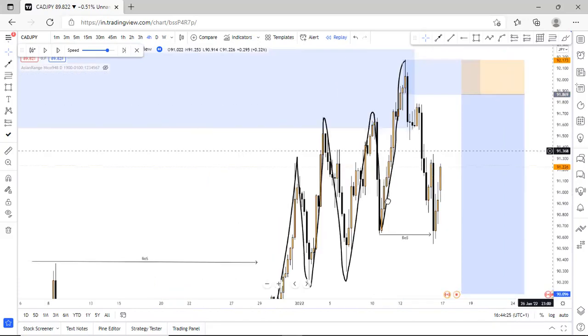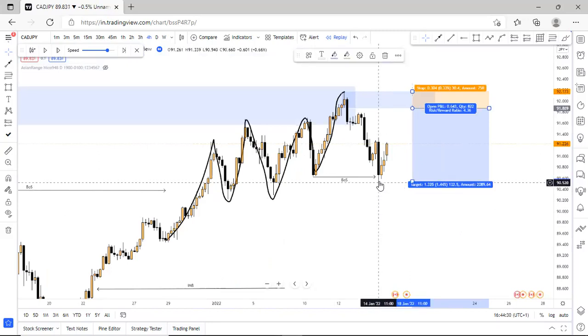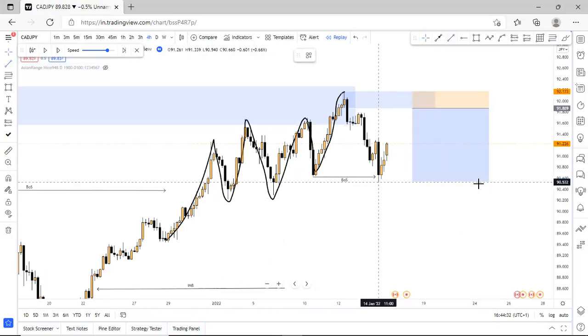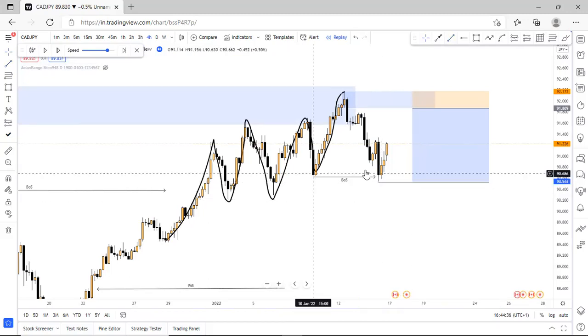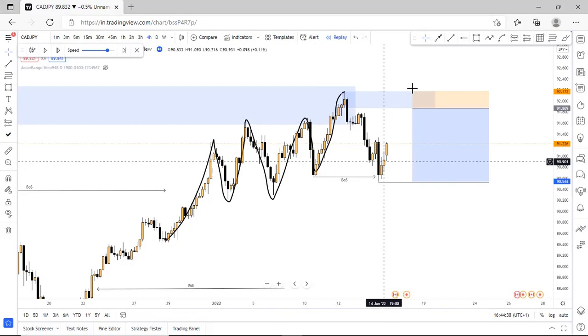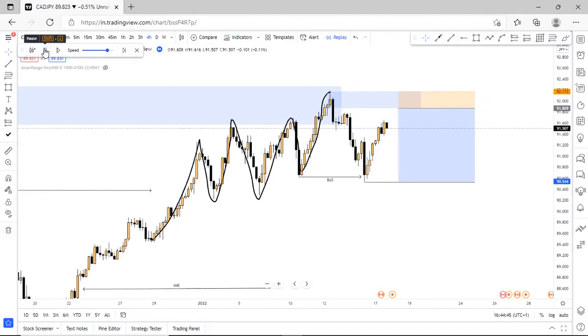Okay, so now I can take my profit at this level, because this is the last low that has broken out this structure, and this low is now coming to mitigate this supply zone. Okay, so I'll be happy to take my profit there.